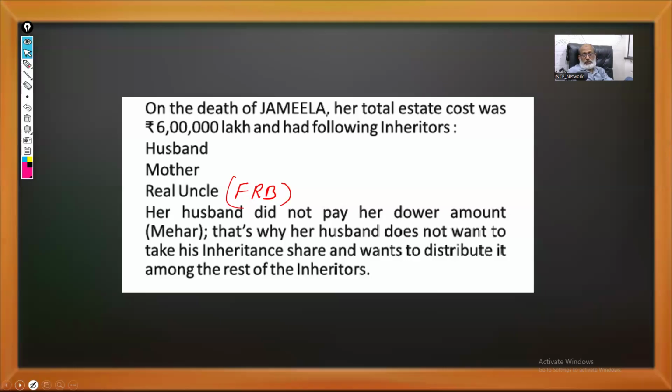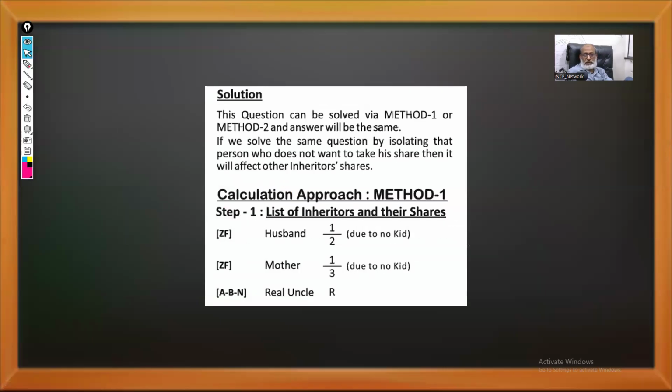So we have two methods here. The first method is that we are considering the husband of the deceased, and there are no kids, then the share of the husband will be 1 by 2 due to no kids, and the share of the mother will be 1 by 3, and both are the primary heirs.